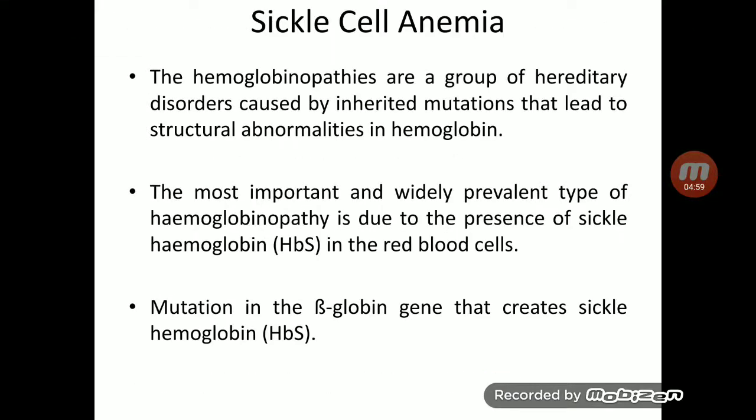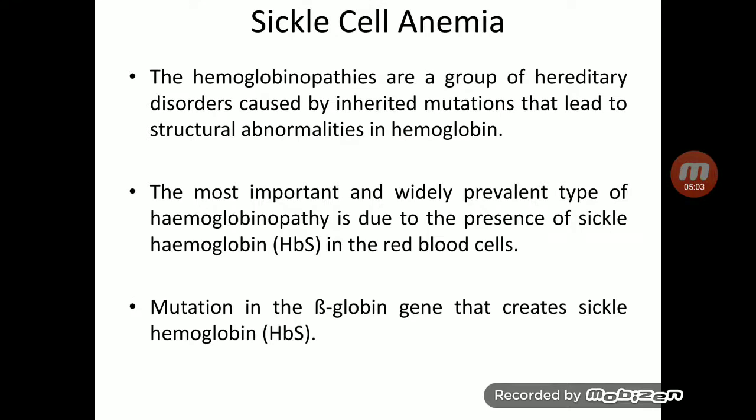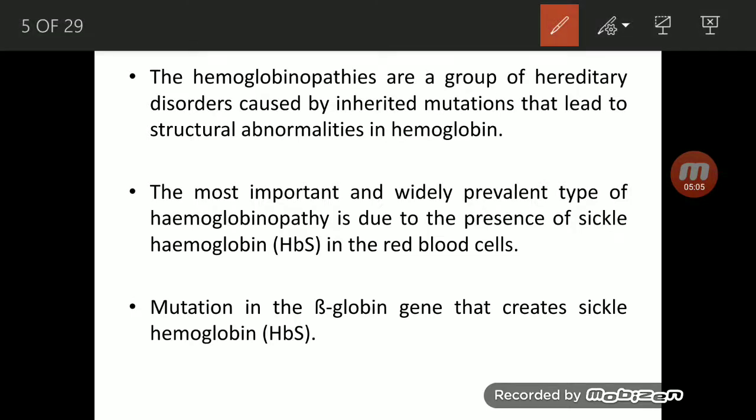Okay, so we move on to the first type of anemia, which is sickle cell anemia. Sickle cell anemia is a hereditary disorder. Okay, it is a hereditary disorder which is generally caused by a point mutation. And it is one of the most common types of hemoglobinopathies.